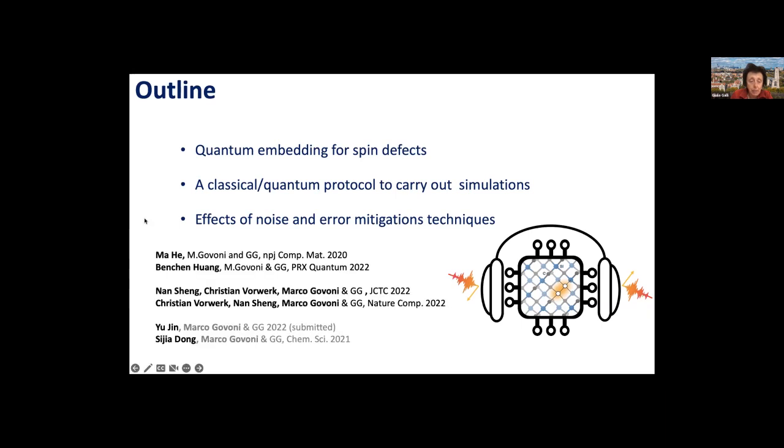Before I start, I would like to point out the people who did the work and also some papers that you may be interested to look at. This work was initiated by my grad student Mahe, who is now working at Google, continued by grad student Wenchen Wang Nansheng and postdoc Christian Forwerk, and staff scientist at Argonne Marco Covoni. I will also mention work done by postdoc Sija and grad student Eugene.